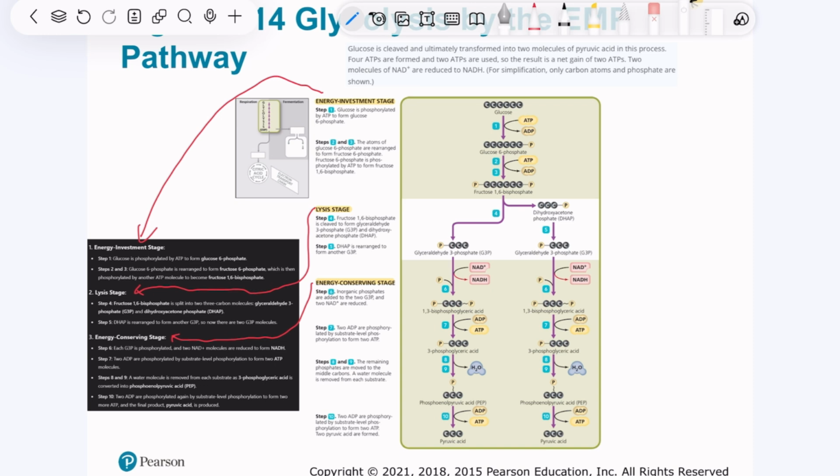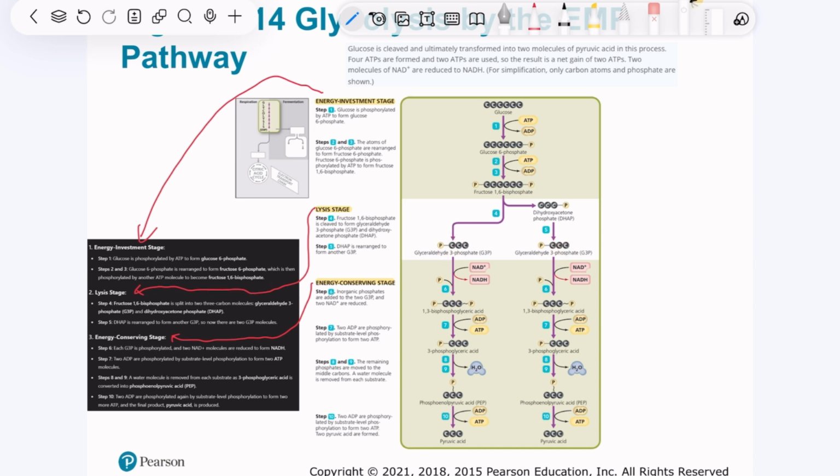Okay, second stage, the lysis stage. This contains steps 4 and 5. So step 4, the fructose 1,6-bisphosphate is split into two 3-carbon molecules, which are glyceraldehyde 3-phosphate, or G3P, and dihydroxyacetone phosphate, or DHAP. And step 5 is when the DHAP over here is rearranged to form another G3P. So now there are two G3P molecules.